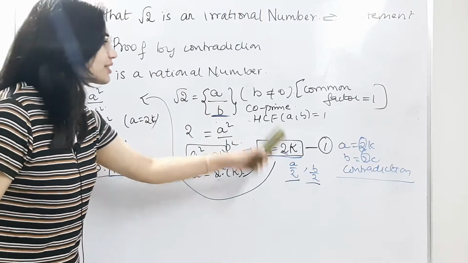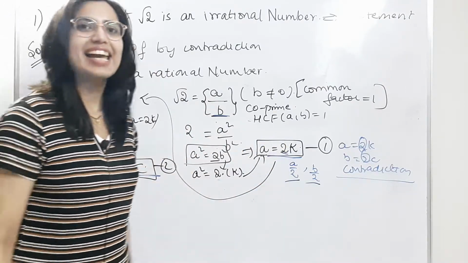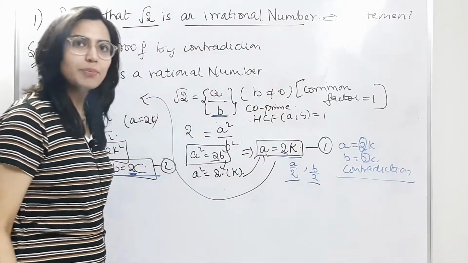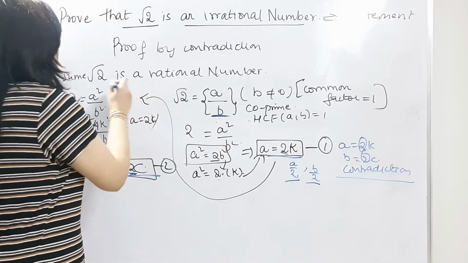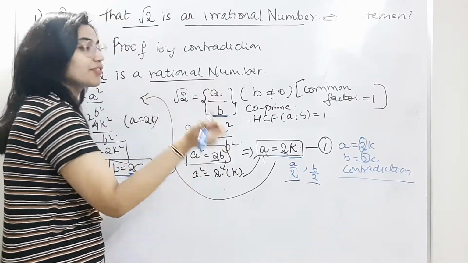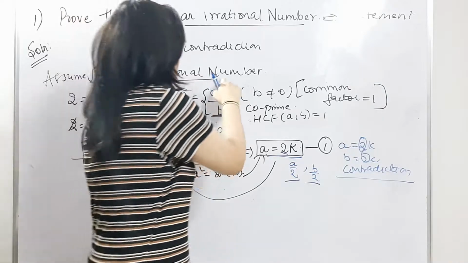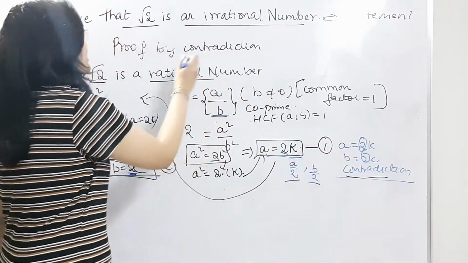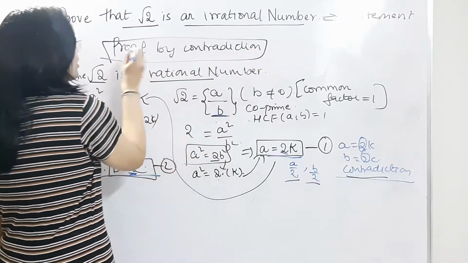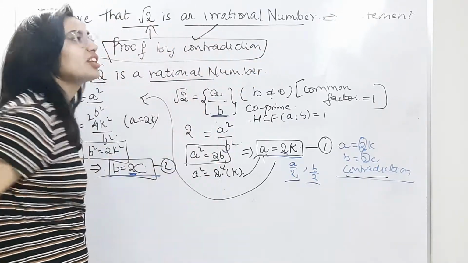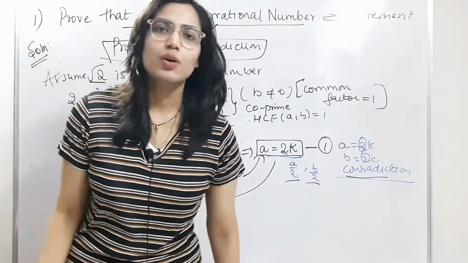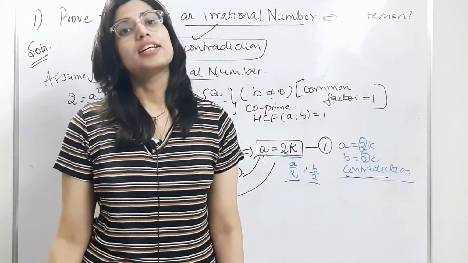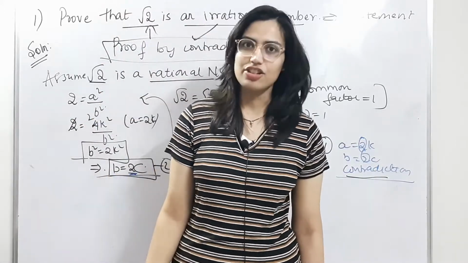Hence, using this proof, we can say that root 2 is an irrational number, because we assumed root 2 is rational, and we found a consequence that disproves the statement and which led to a contradiction. Hence, we can say by proof of contradiction that root 2 is an irrational number. This is how you use proof by contradiction to say whether a number is rational or irrational.